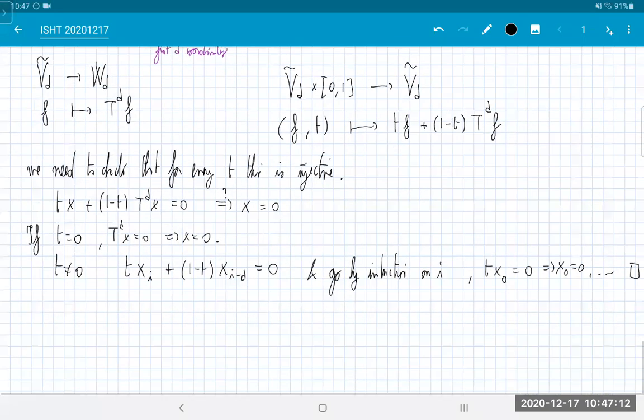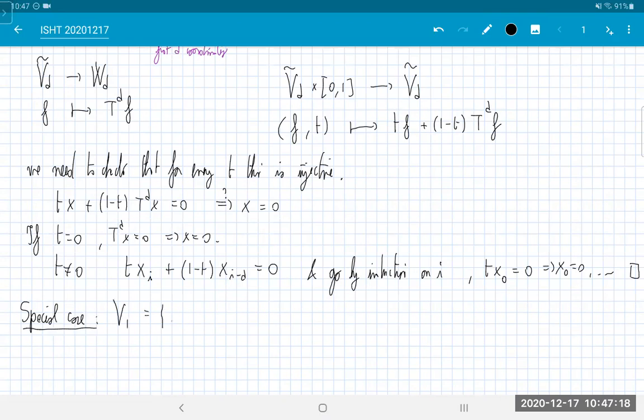Let me just record a special case. V_1, the x in C^infinity with norm 1, that's what's called a unit sphere, is contractible. Because that is sometimes useful. And there are a couple of exercises using this fact in the exercise sheet. Other questions?